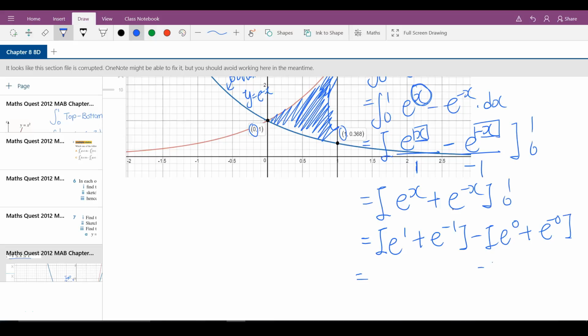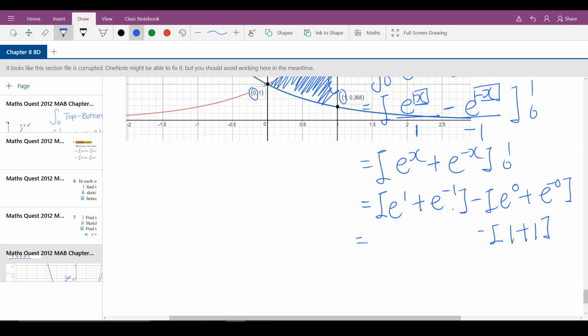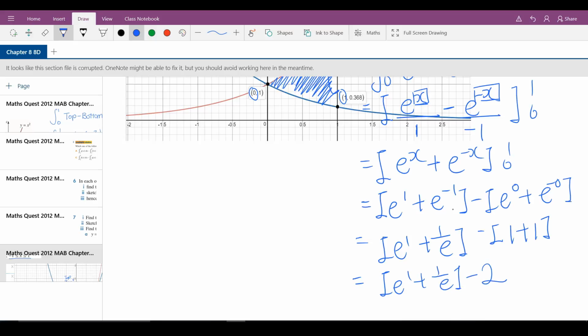Right, I can do the 0 bit first. Easy. It's 1 plus 1. Right, anything to the power of 0 is 1. Alright, e to the power of 1 is just e. Right, e to the power of -1 is 1 over e. So I suppose we do have to, hold on, e plus 1 over e minus 2.